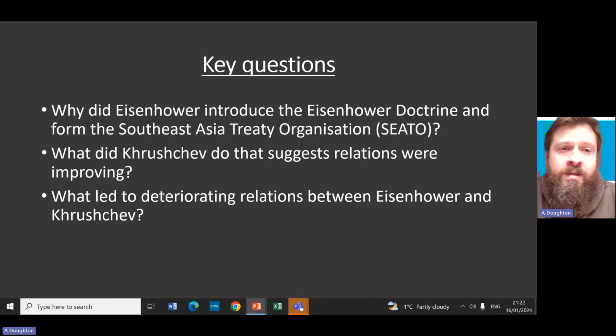So the first question then, why did Eisenhower introduce the Eisenhower Doctrine? Well, the Eisenhower Doctrine was to fund resistance to Soviet influence in the Middle East. Why did he form the Southeast Asia Treaty Organization? It's very similar, to contain communism in Asia. What did Khrushchev do that suggests relations were improving? He went on a visit to the US. What led to deteriorating relations between Eisenhower and Khrushchev? It was the U-2 spy plane that was shot down over Russia.